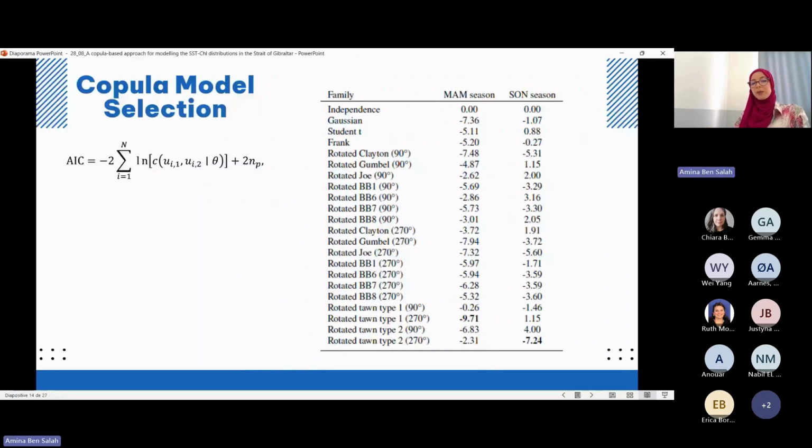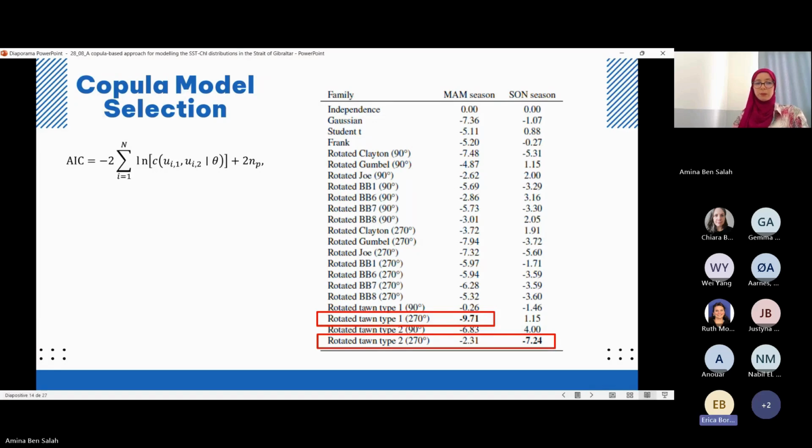After selecting the best marginal distribution, we moved to copula selection. This table shows the fitted copula model using the minimum AIC. For the MAM season, the best fit was the rotated Tawn copula type 1, rotated by 270 degrees. And for the SON season, the rotated Tawn copula type 2, rotated by 270 degrees, was selected.